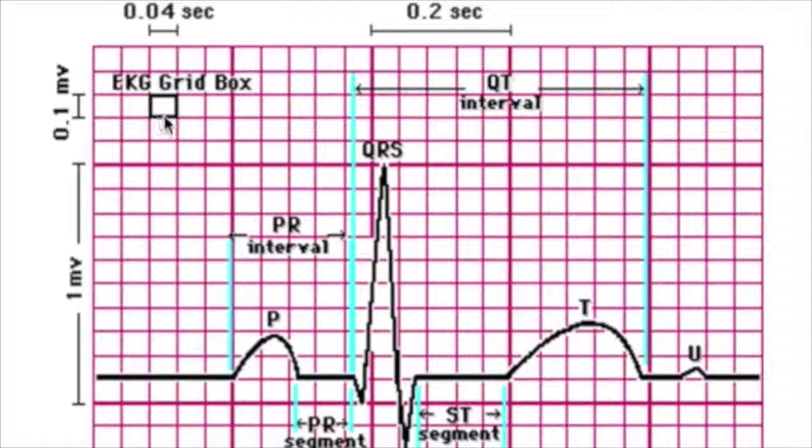So the height of the smallest square is 0.1 millivolt, the amplitude or height. That gives the voltage. So one medium square has 5 of these smallest squares, so it is 0.5 millivolt. So 2 of the medium squares make 1 millivolt. That contains 10 smallest squares.